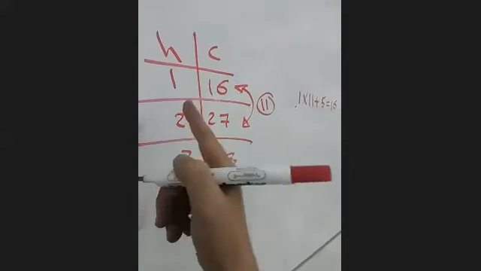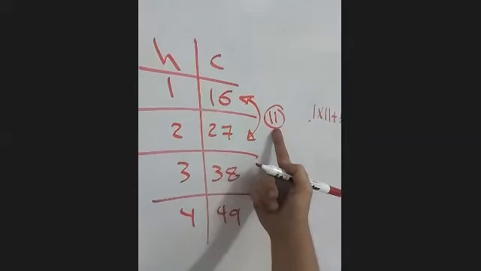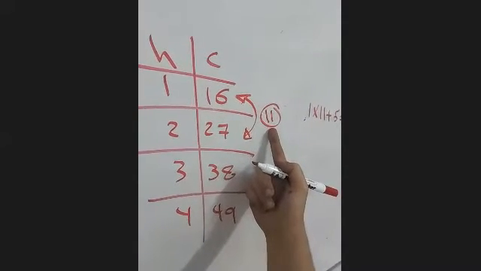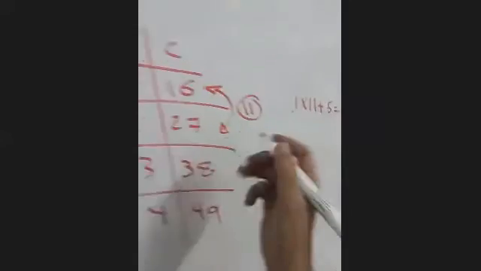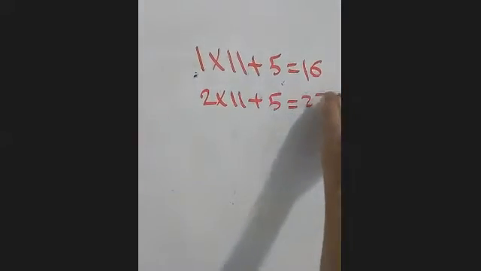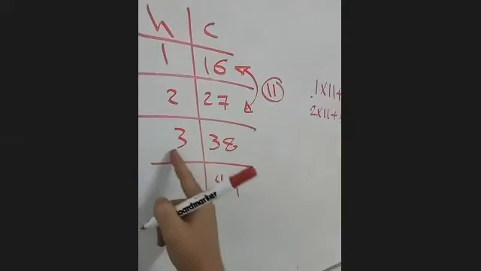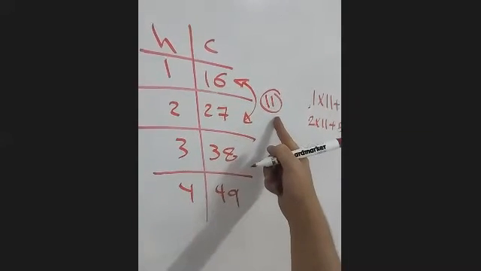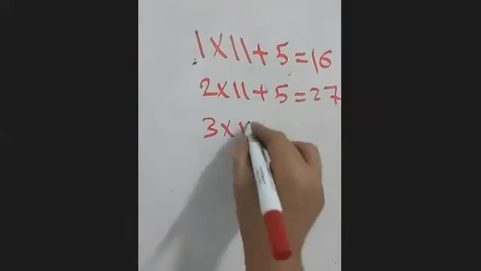Focus with me. 2 multiply 11, how much? 22. Plus 5 also. How much will you get? Equal 27. Good. So 2 multiply 11 plus 5 equals 27, which I want. Right? Right. 3 multiply 11, 33. Plus 5, it will be what? Equal 38.